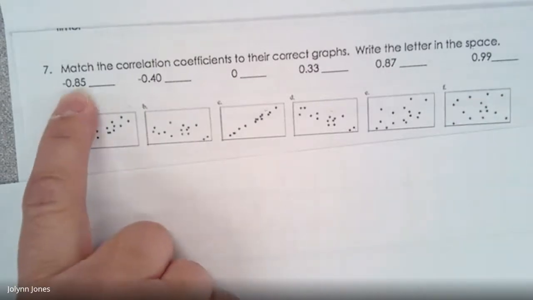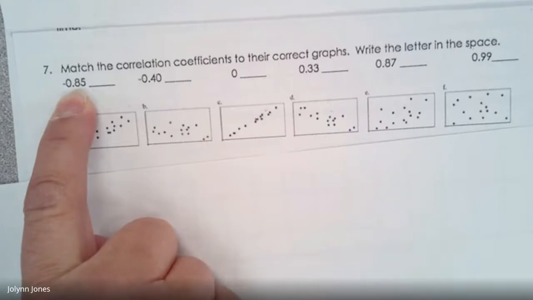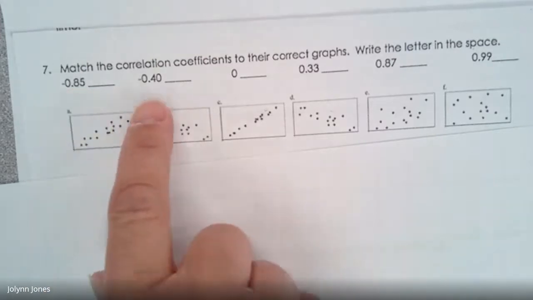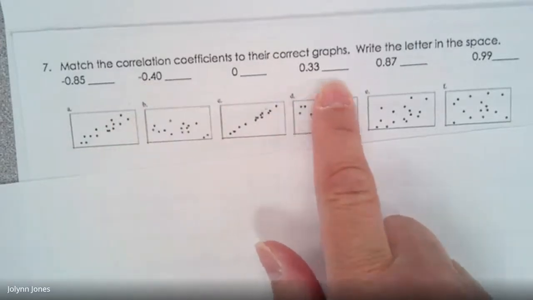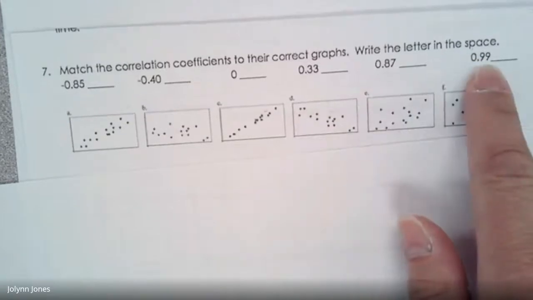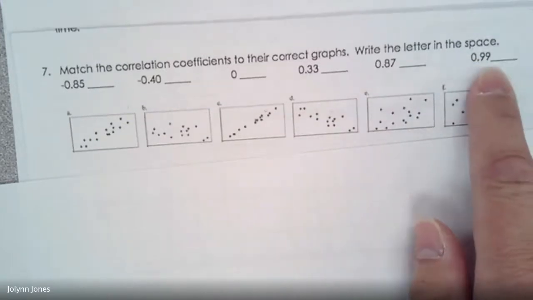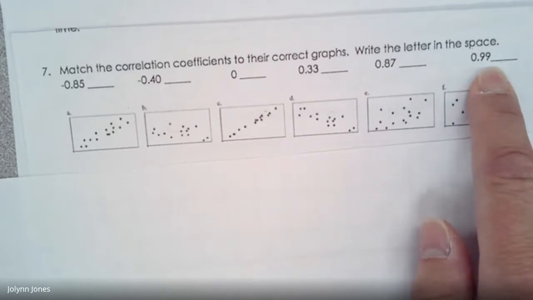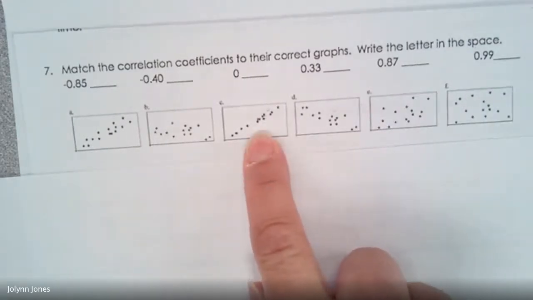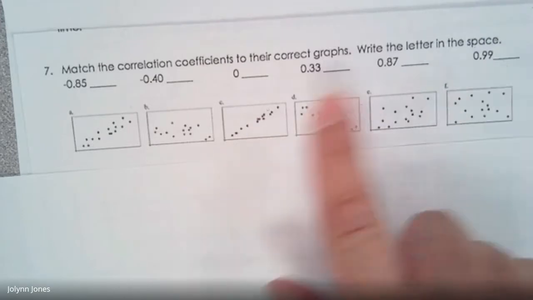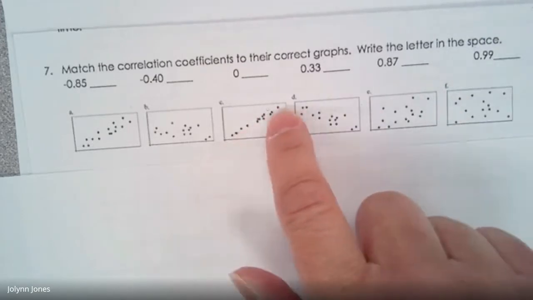So our choices are -0.85, or sorry, 0.85 negative, and then -0.4, 0, 0.33, 0.87, and 0.99. We're going to start with the 0.99. That's really, really close to 1, meaning that they almost all land right on the line of best fit, or the regression line. So that's going to be this one right here. That has a 0.99 correlation coefficient because the data is really tightly packed around that line of best fit, and it's positive because it's going in the positive direction.